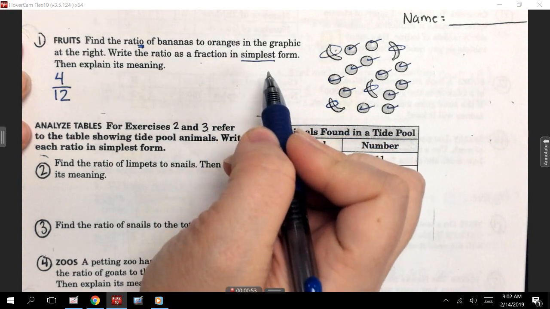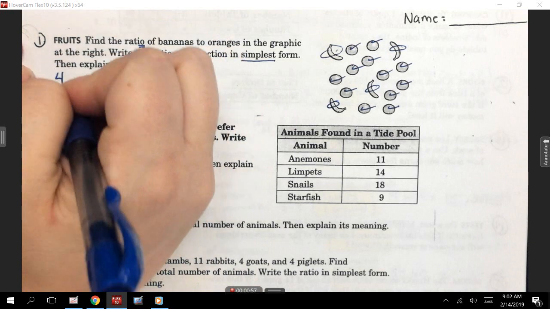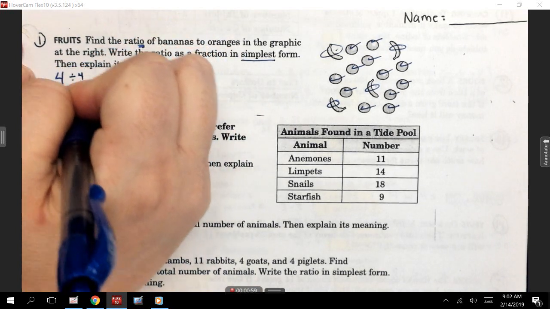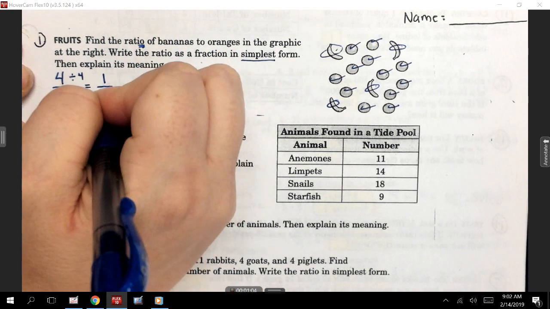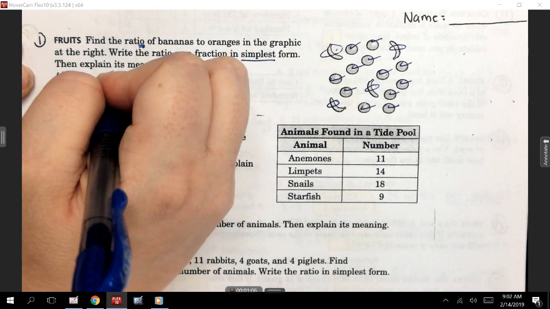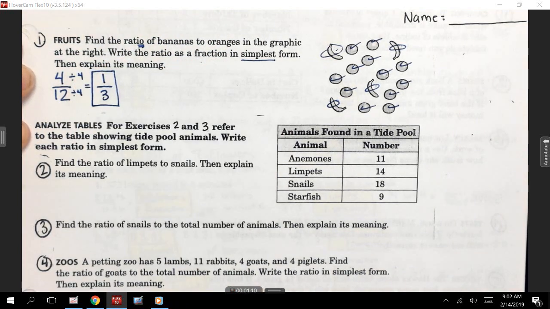All right, it does say to simplify. Please remember, guys, simplify just means pick a number that can go into them. So 4 and 12, I know I can divide them by 4. So 4 divided by 4 is 1. 12 divided by 4 is 3. All right, it was a ratio, so no words.